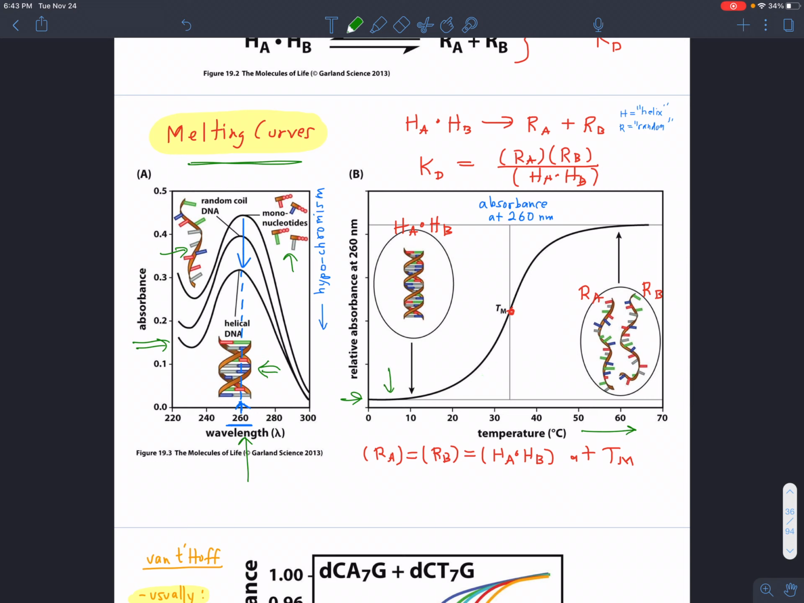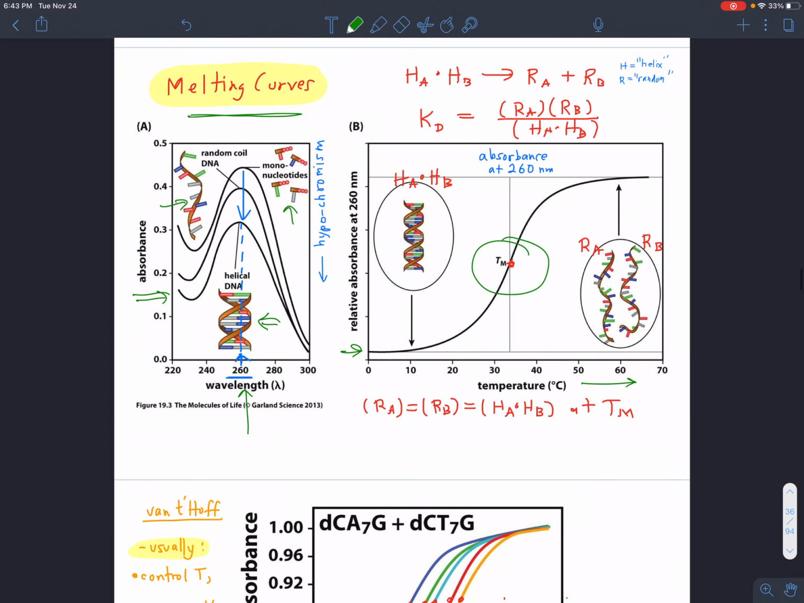And when you're at low absorption, that's pure double-stranded DNA. That means all your DNA is in the double-stranded form. And when you're at high absorption, that means all your DNA is in the single-stranded form. If you look at the point halfway in the middle, that's called the melting temperature. The definition of the melting temperature is that at that point you're halfway through the melting process, which means that the concentration of one of the single strands equals the concentration of the other single strand.